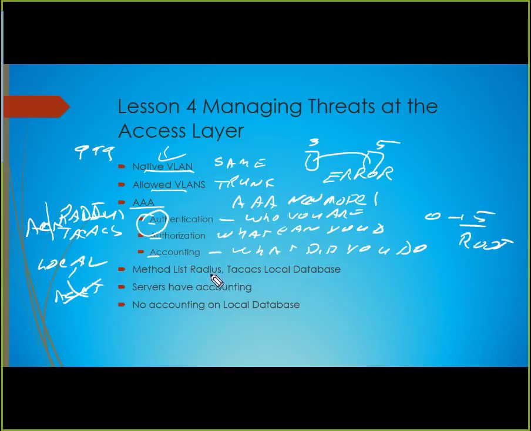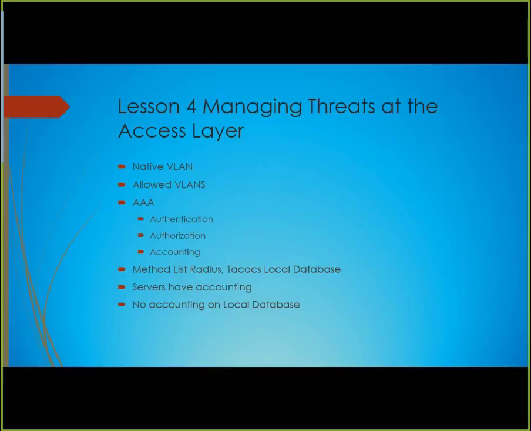The method list, when we did AAA: which methods and in what order are we going to use for authentication? We could have RADIUS, TACACS, local database. We could also have had enable, and we could have had none. What happens is it goes to the first one in the list. If the RADIUS is available and you just don't know the username and password, it locks you out. If it's not available, it goes to the second method. If it's not available, it goes to the third method on down the line. And then back here, the servers have accounting and no accounting on the local database.